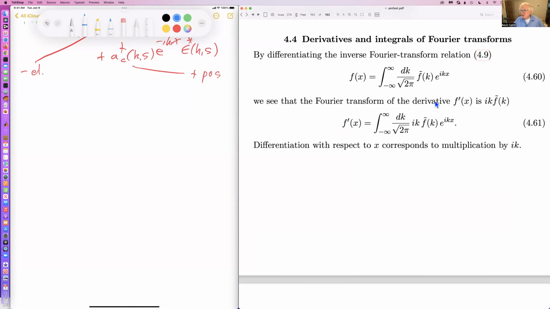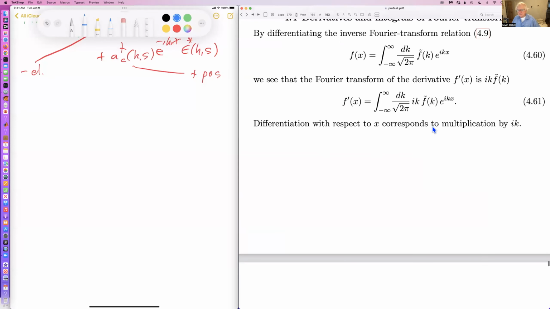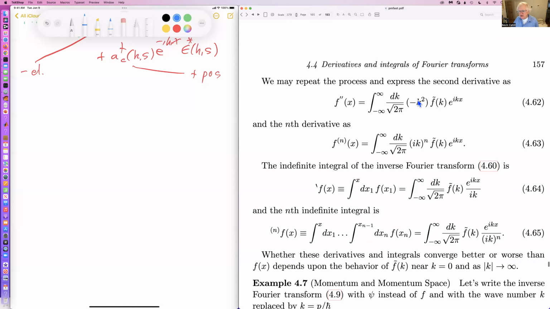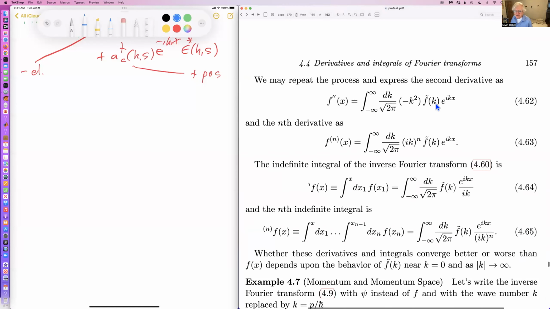Anyway, what about derivatives and integrals of Fourier transforms? Well, this is f written in terms of its Fourier transform. If you differentiate it, you get an ik. So differentiation corresponds to multiplication by ik. This is one of the many uses of Fourier transforms, namely that they turn something kind of tricky, differentiation, into something really trivial, multiplication. And differentiating n times, you get f tilde times ik to the n.